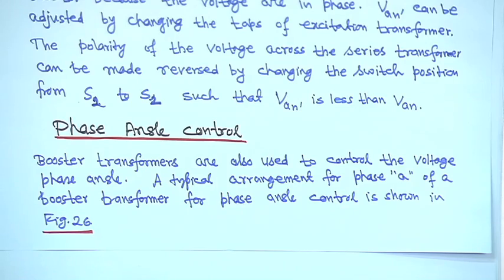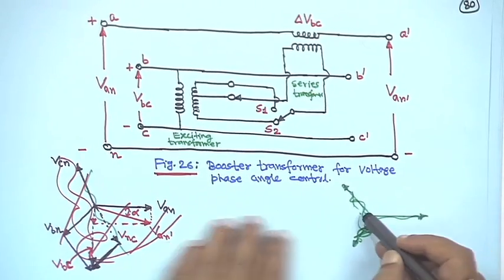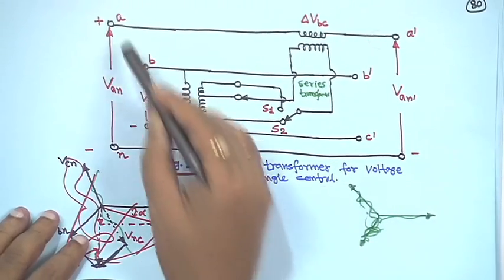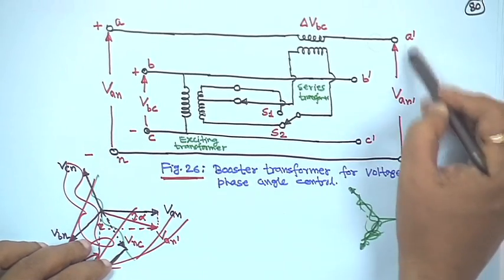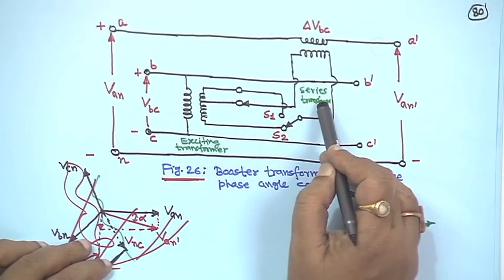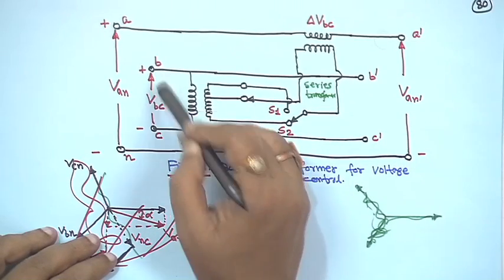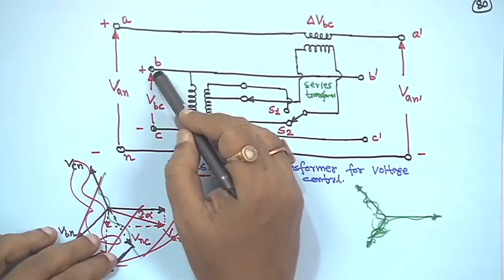So, a typical arrangement for phase A of a booster transformer is shown. This is a booster transformer. In this case, for phase A we are taking line to neutral Van. This is A dash N dash, Van dash, the output. Here this is the exciting transformer, this is the series transformer, and this is the voltage BC, VBC, plus minus.